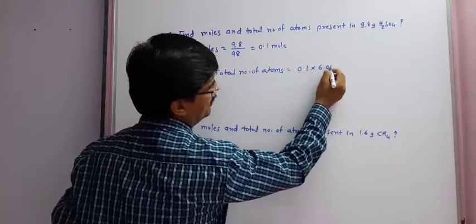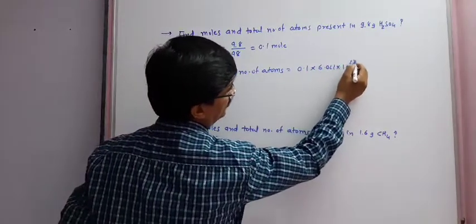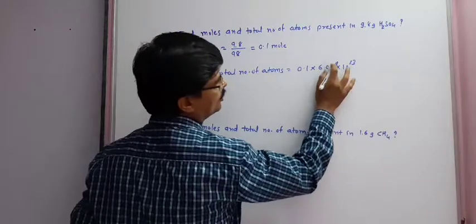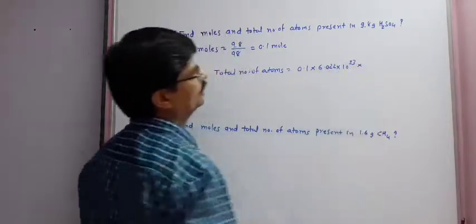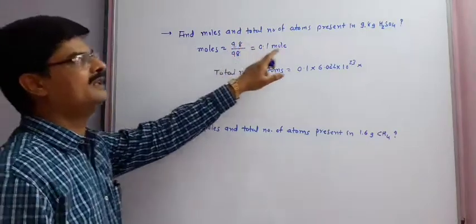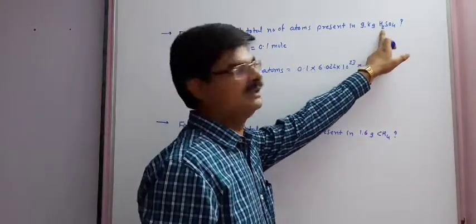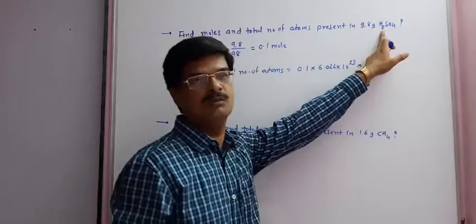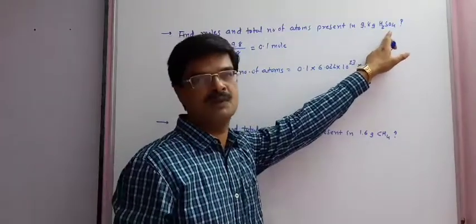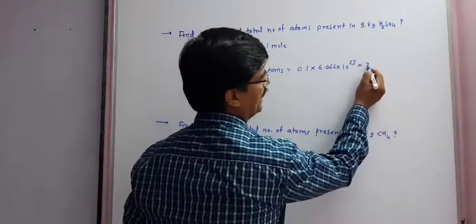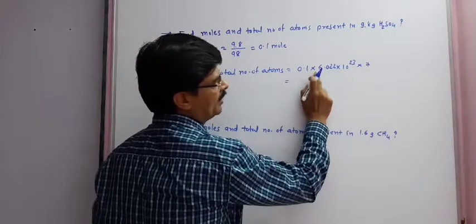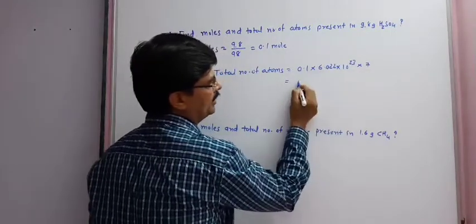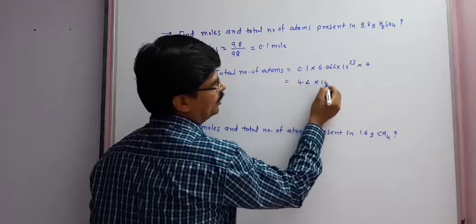Now to find out total number of atoms, 0.1 is to be multiplied with Avogadro number 6.022 into 10 raised to 23 into atoms present in H2SO4 are 7, 2 of hydrogen, 1 of sulfur and 4 of oxygen. So multiply by 7. So we will get 7 into 0.1 into 6.022 to be nearly 4.2 into 10 raised to 23 atoms.